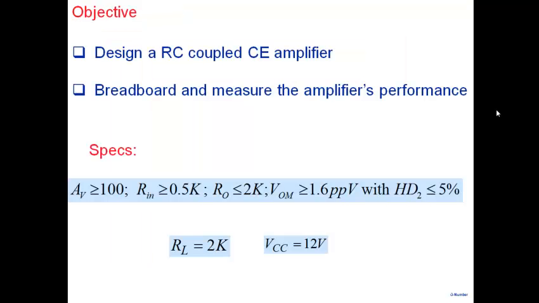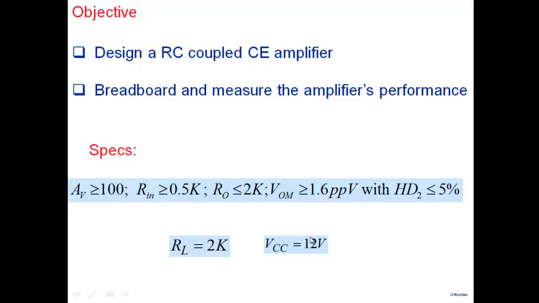The specifications are given. Small signal voltage gain greater than 100, input resistance greater than or equal to 0.5K, output resistance less than 2K, maximum voltage swing peak to peak of 1.6 volt with harmonic distortion less than 5%. Load resistance given is 2K, and supply voltage is 12 volt.